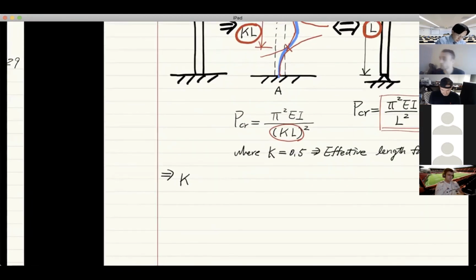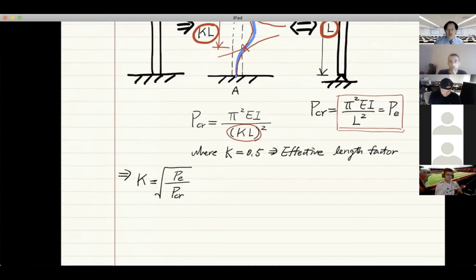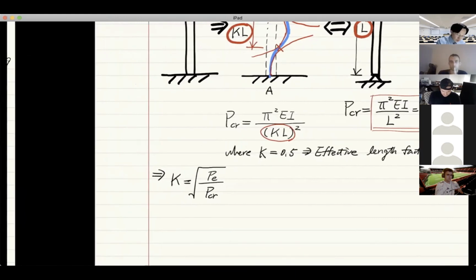This capital K can be determined by what? By this calculation. If you take the square root of P sub E over the critical load of your column, you know that this P_cr carries different values depending on the problems that we study. So P_E, on the other hand, is a constant. Keep in mind that P_E is pi squared EI over L squared. And we're going to use this definition in some examples that we will solve today. So this is the way you can calculate effective length.